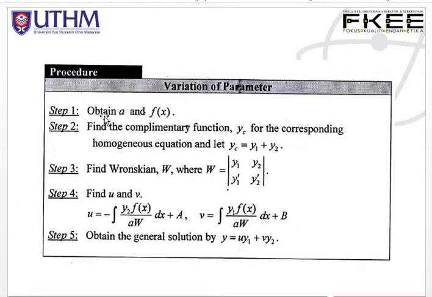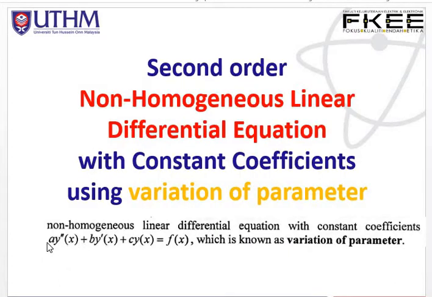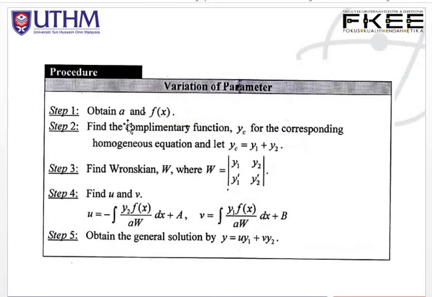First of all, we need to obtain the A. A is a constant for y double prime. So find the A and f(x). f(x) is the non-homogeneous value. Second, find the yc for the corresponding homogeneous equation. Then we assume yc equal to y1 plus y2.